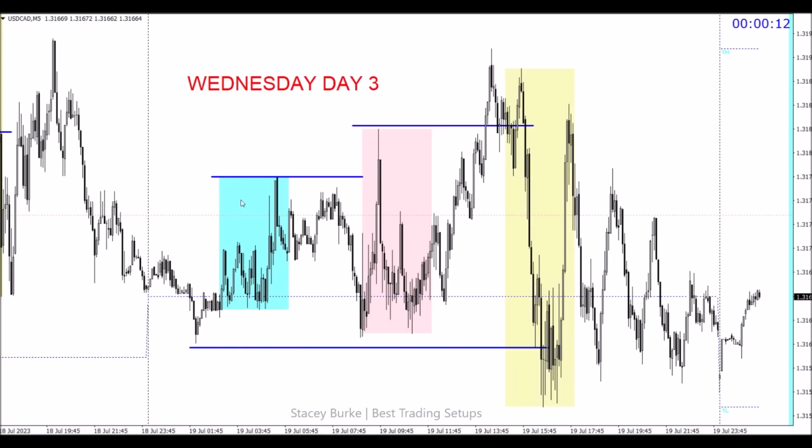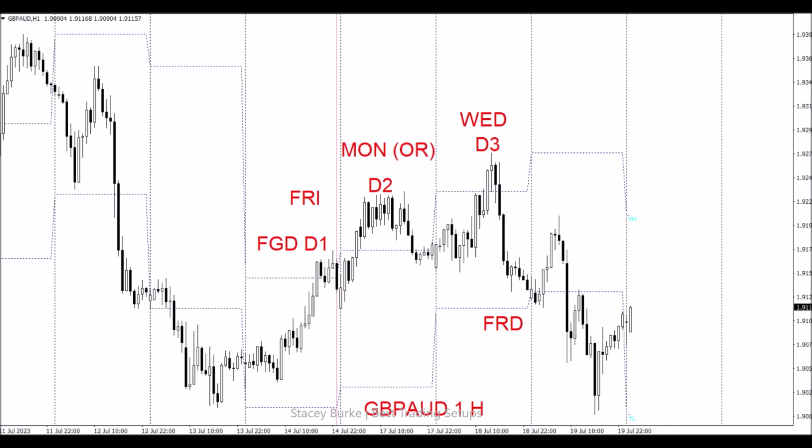We see the exact same template, different volatility on Wednesday, day 3, for the 1 push, 2 push, 3 pushes, pump and dump in the U.S. session on day 3. We look at the Pound Australian, we have a first green day on Friday, day 1 breakout traders in the markets. Day 2, our opening range on Monday, is day 2 breakout traders in the market.